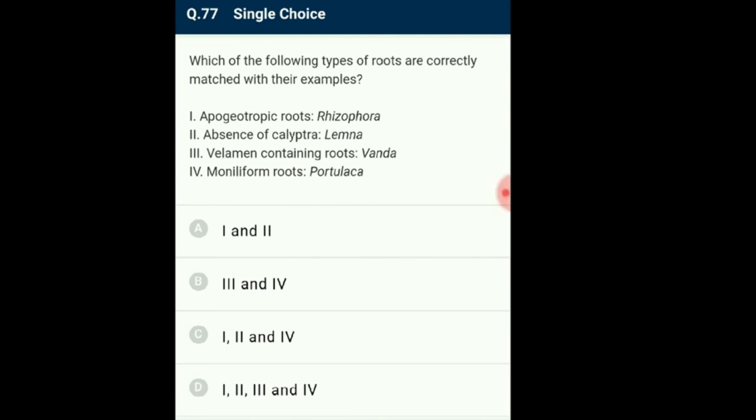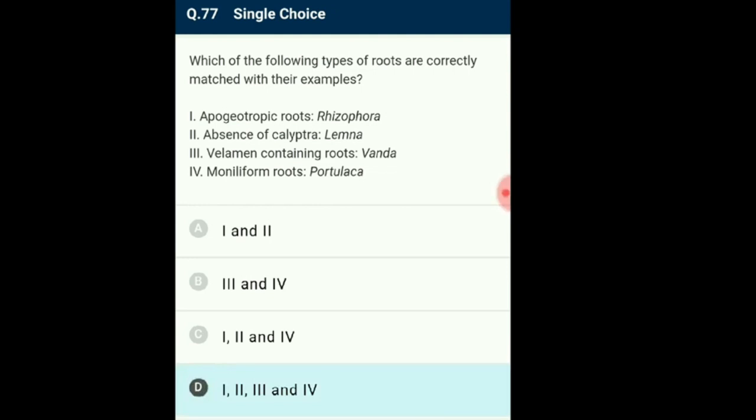The calyptra is the root cap. It is absent in hydrophytes that float on water such as Lemna, Pistia, etc. Velamen is hygroscopic tissue found in roots of epiphytes, plants which grow on large trees, such as Vanda. Moniliform roots are beaded roots found in Mimosa, Portulaca, etc. So the answer for this question is option D.